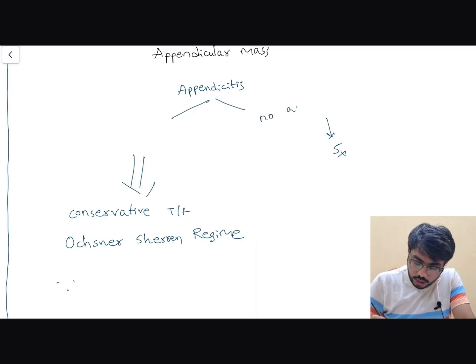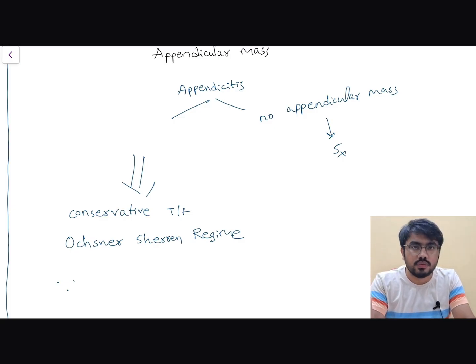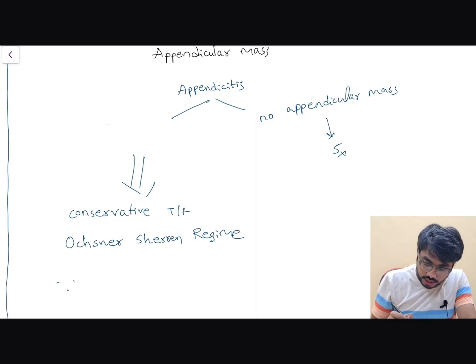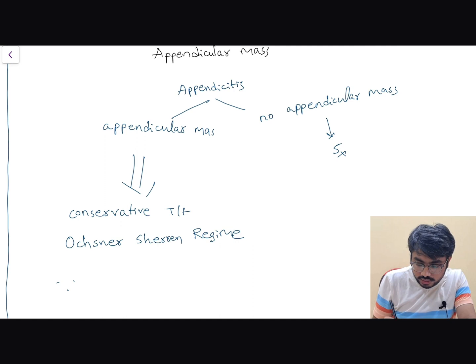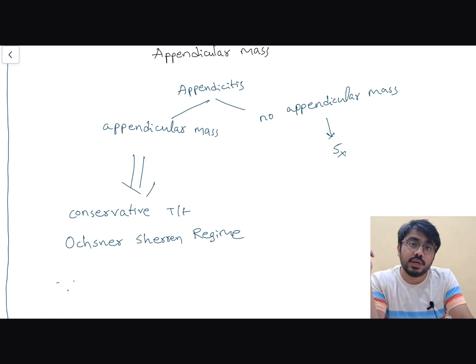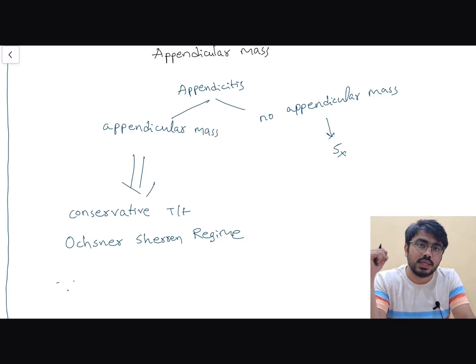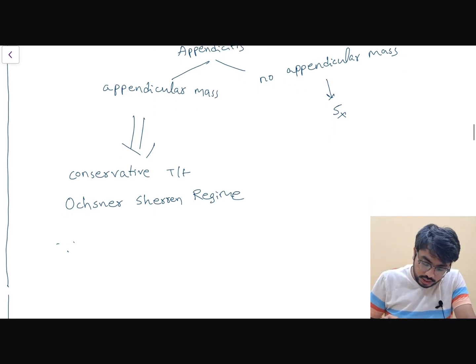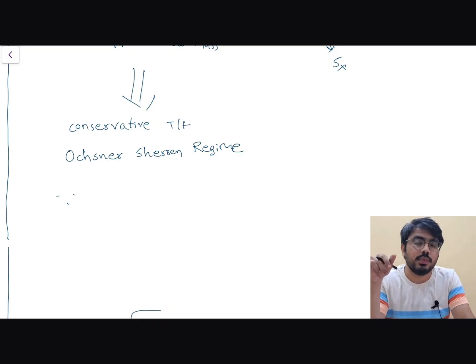Suppose there is no appendicular mass, how to manage the case of appendicitis? Obviously, you have to go for surgery, appendicectomy. Now, suppose there is an appendicular mass. What to do? If at all there is an appendicular mass, I should not go for surgery. I have to do conservative management. The name of this conservative treatment is the Ochsner-Sherren regime, which I am going to do in the appendicular mass approach.